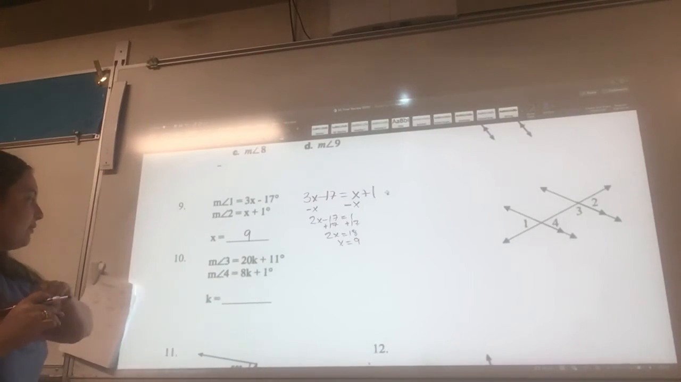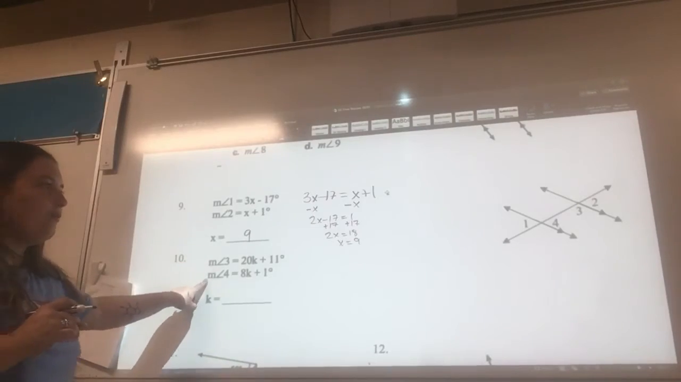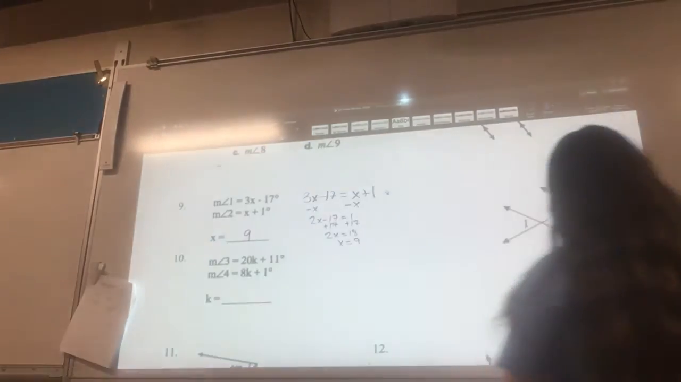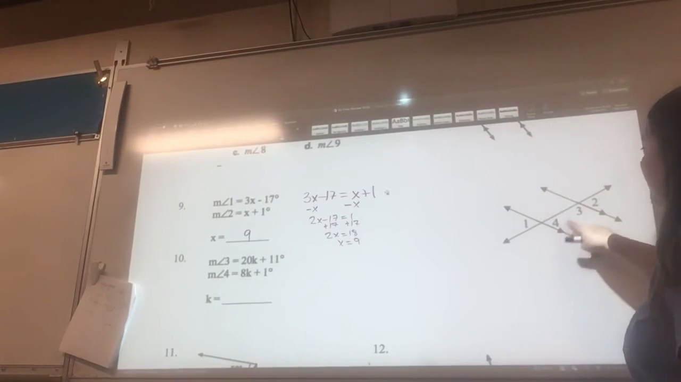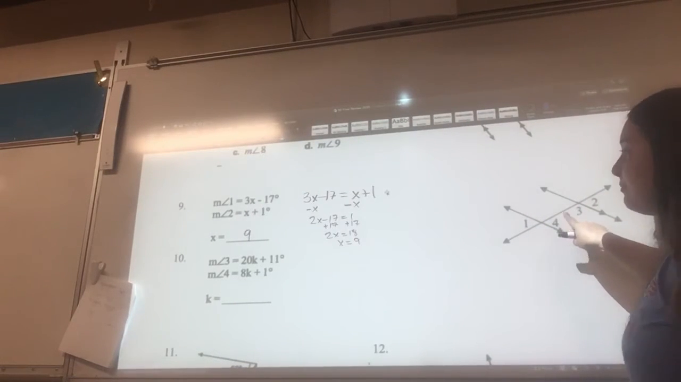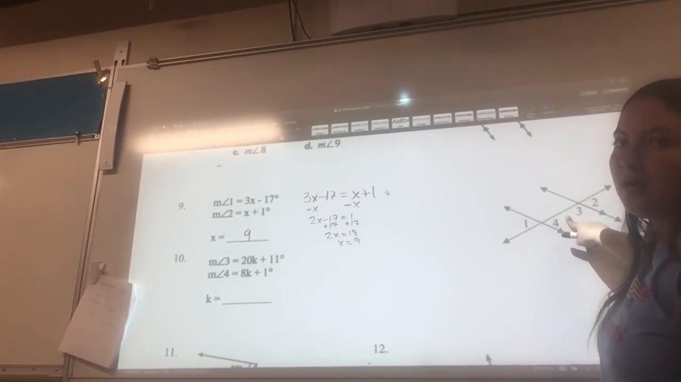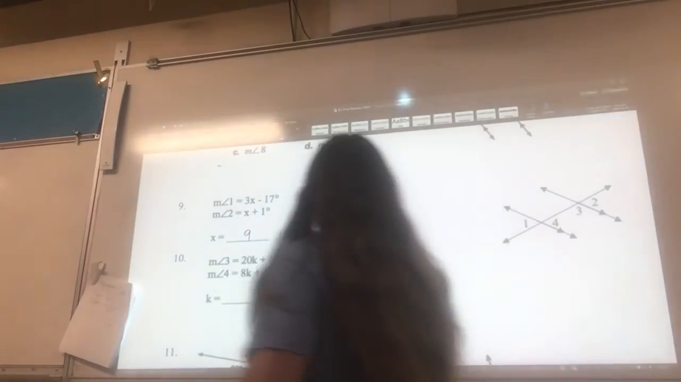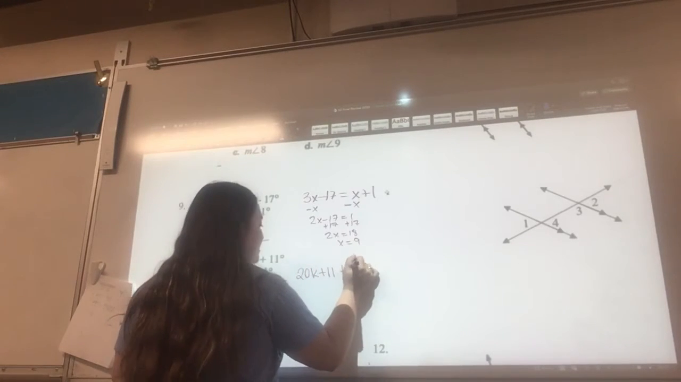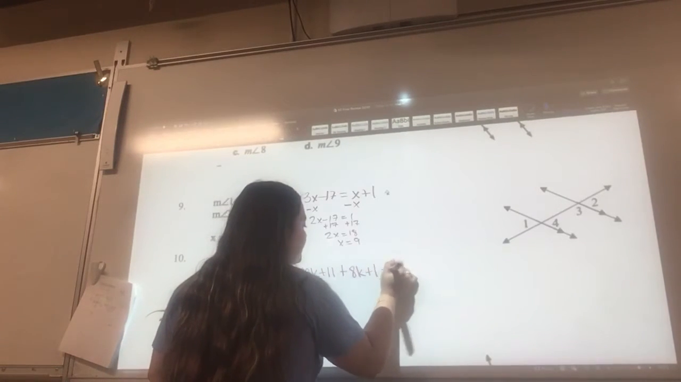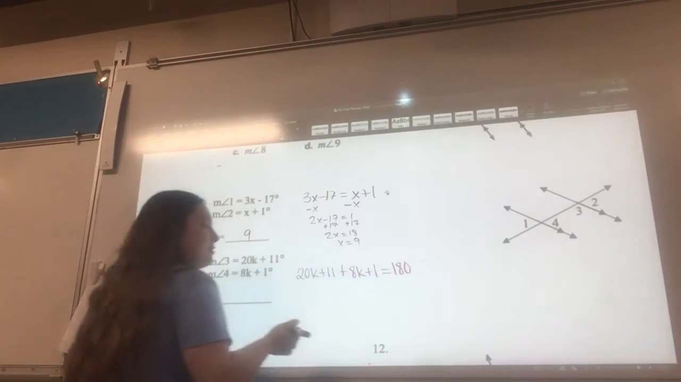On 10, however, we're now looking at angle 3 and 4. So going over here, we said corresponding is equal, vertical is equal, but they are neither. So what that means is they have to add up and equal to 180. So that means we have 20K plus 11 plus 8K plus 1 has to equal 180 degrees.